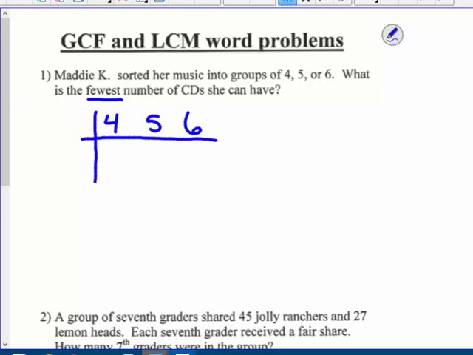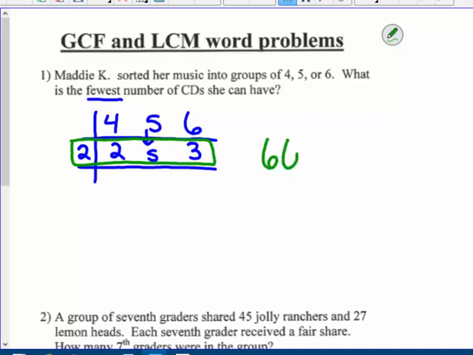I like to do the chart method. I know that 4 and 6 have a 2 in common. I'm going to bring down that 5. And 2 times 3 makes 6. So I have 2, 3, and 5, prime numbers. They're relatively prime to each other. So I've found enough information to get my LCM, which is 2 times 2 times 5 times 3. 4 times 5 is 20, times 3 is 60. She must have 60 CDs.